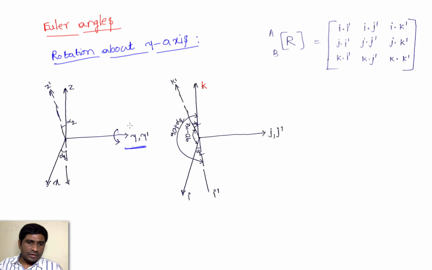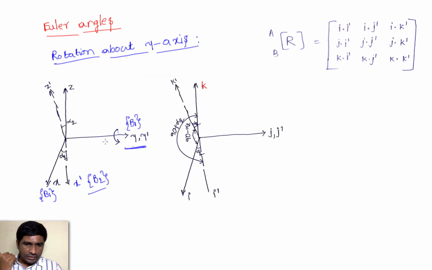In the previous case we stopped at the frame B1. This is the frame B1, X is at the frame B1, and now we reach frame B2. That means in the previous case from A to B1 we rotated, and now from B1 to B2 we are rotating. And this is again the right hand thumb rule.